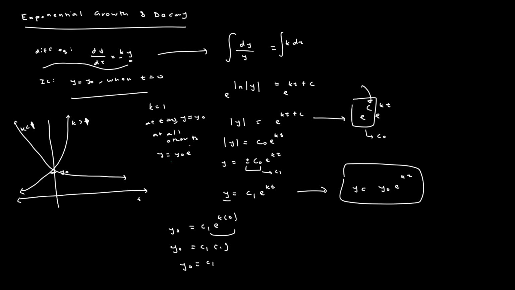So we just have a constant function when k is equal to 1, and that's just a special case. But we'll usually not deal with this case because we don't get the exponential growth or decay property.